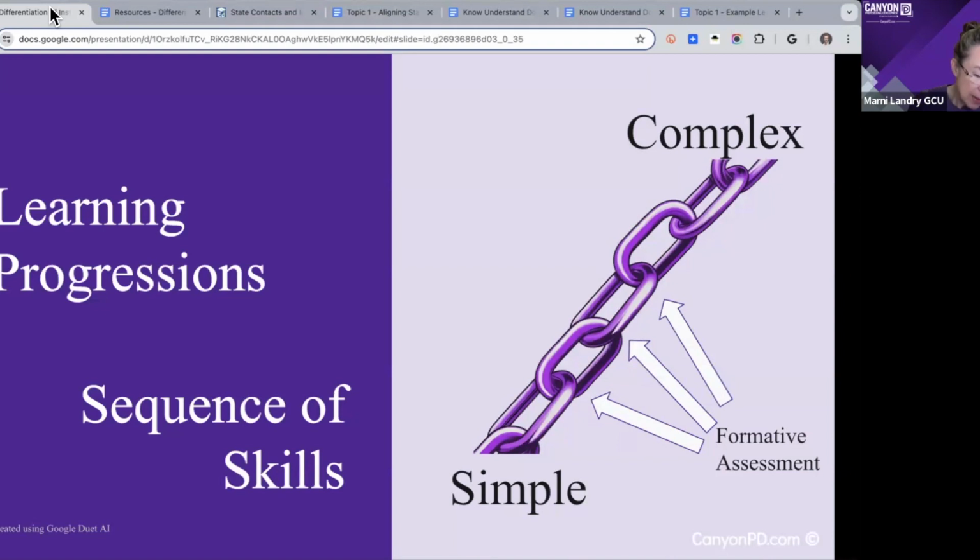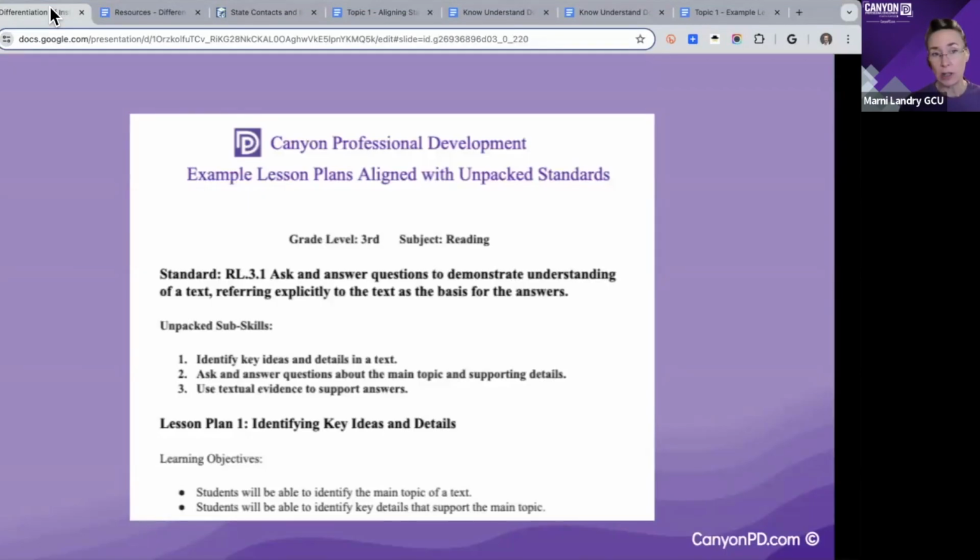They can represent progressions, but sometimes number 6 needs to come before number 2. It is your job to figure out that order, or your district or school might already have the map planned out, but they may not. So what does this look like?